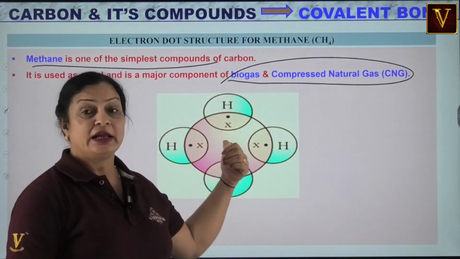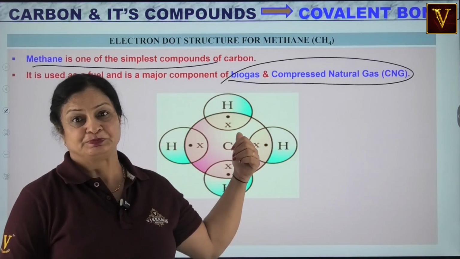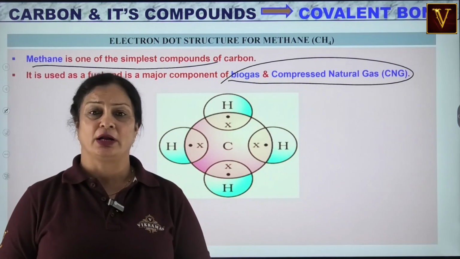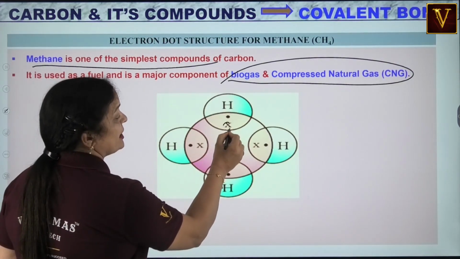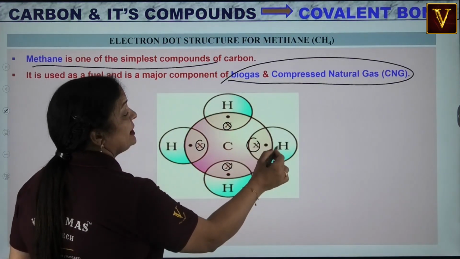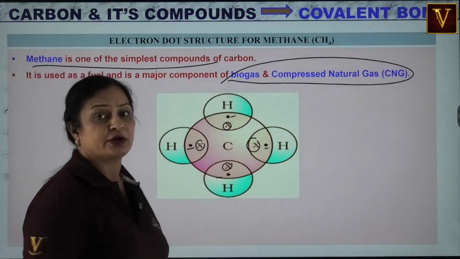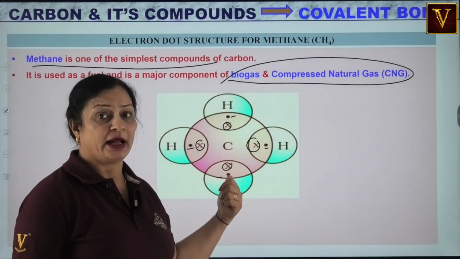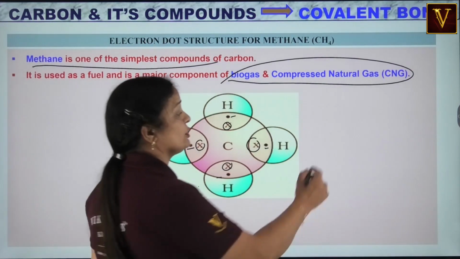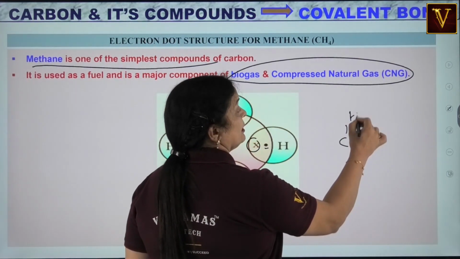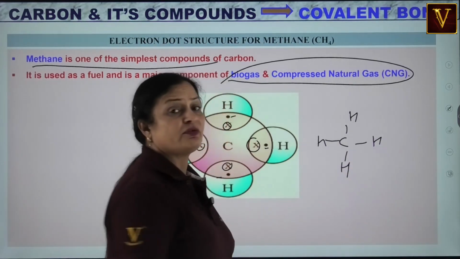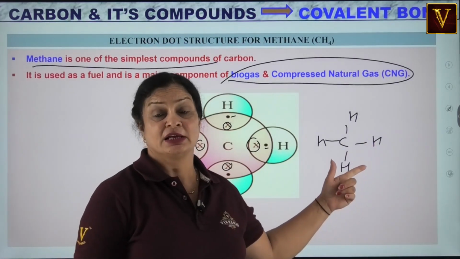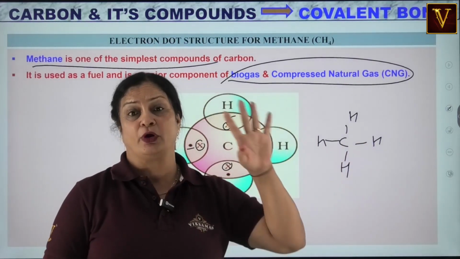How will the electron dot structure, EDS, be made? We know very well carbon has atomic number 6, electronic configuration 2, 4. 1, 2, 3, 4. Each hydrogen has 1 electron. So they share 1 electron and complete their octet for the carbon and duplet for the hydrogen. In this way, how many bonds formed? Single bond or double or triple? Yes, single bond. How many times? 4 times.